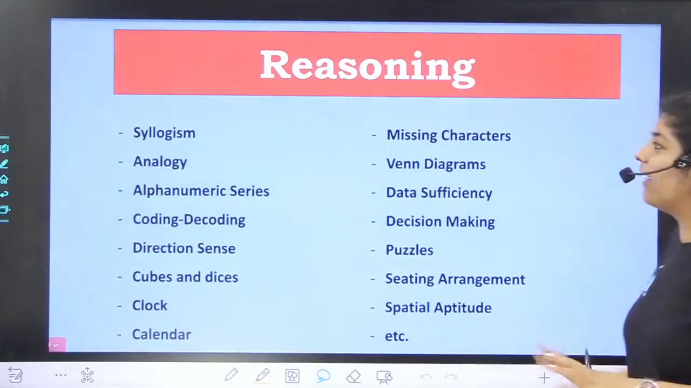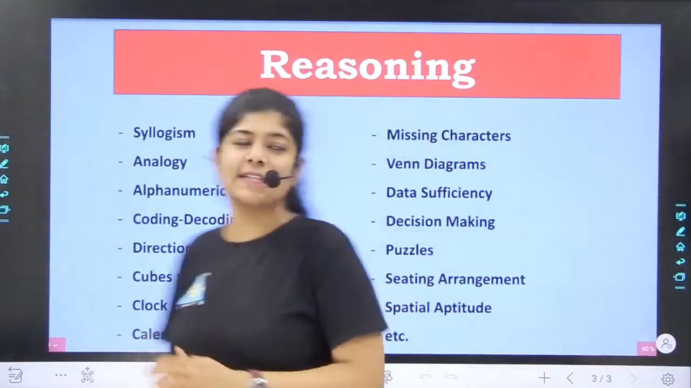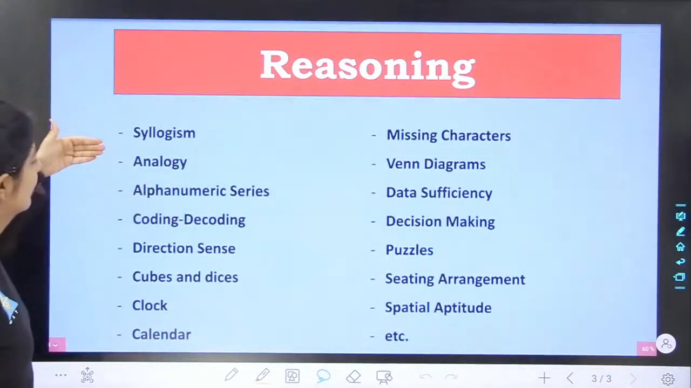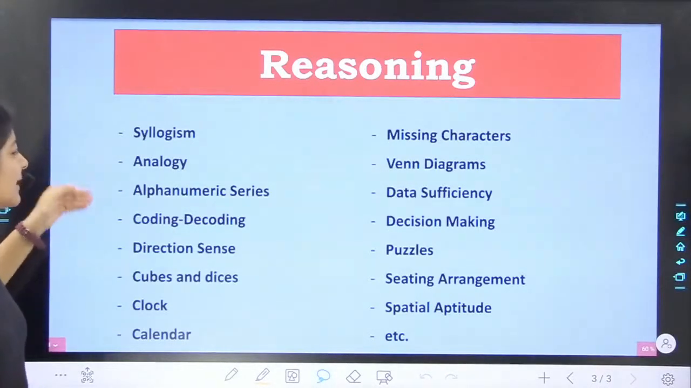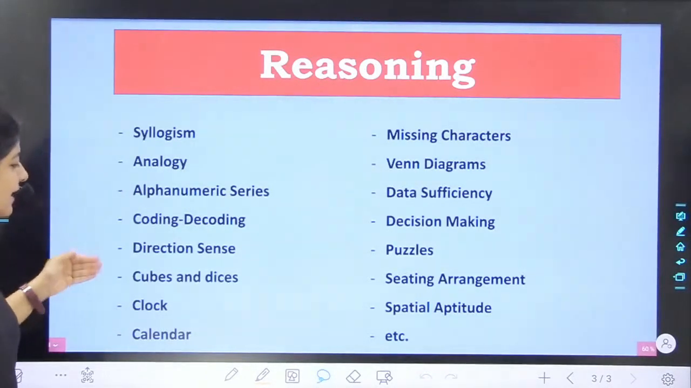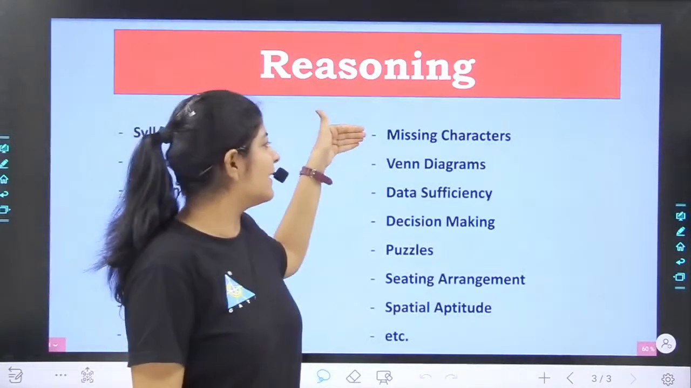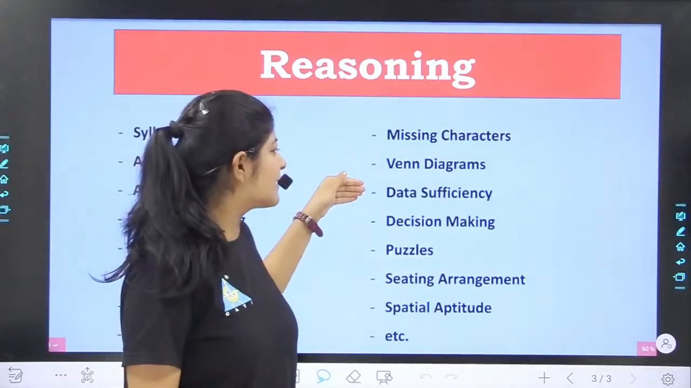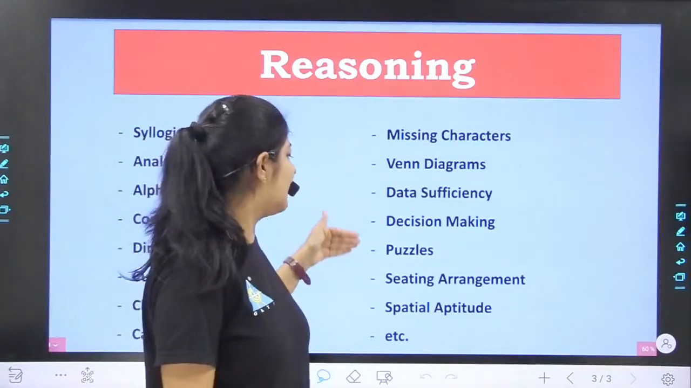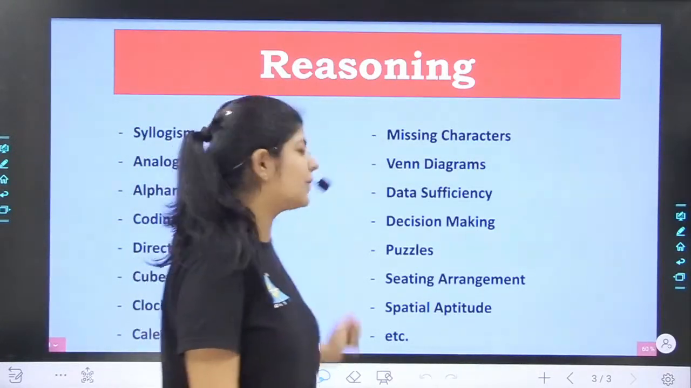And here we have some of the topics from the reasoning section, that is syllogisms, analogy, alphanumeric series, coding-decoding, direction sense, cubes and dice, clock, calendar, missing characters, Venn diagrams, data sufficiency, decision making, puzzles, seating arrangement, spatial aptitude, etc.